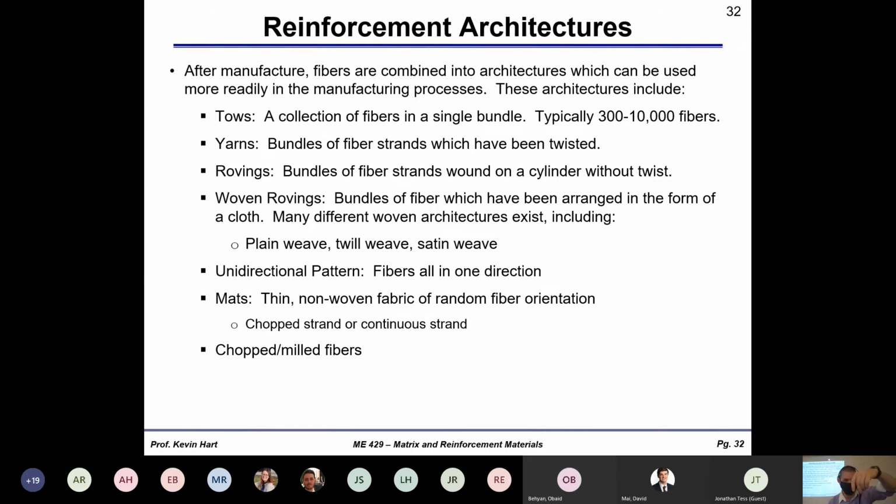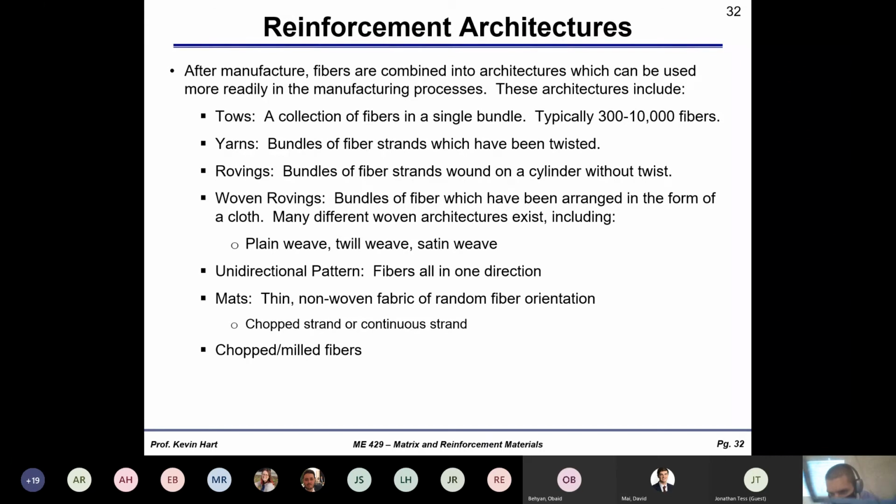All right, here's another example of a tow. You can sort of see here that it's been a little bit separated. Okay, but here is a chopped mat. So this is a strand mat. It's very thin. You see this veil structure here. It's a very thin mat, and there's no directionality to the fibers. They're in a random orientation.